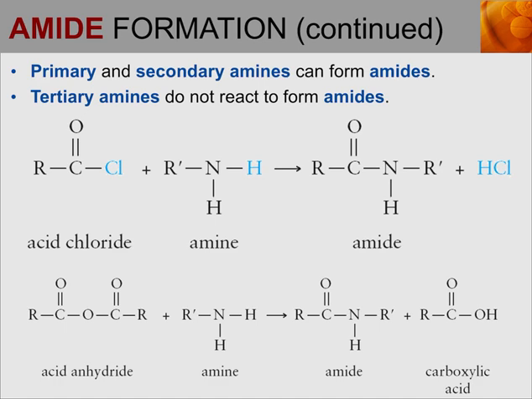Now, primary and secondary amines can form amides, but tertiary amines cannot form amides. So that's why it's important to know how to classify primary, secondary, and tertiary amines, because that's going to tell us whether we can form an amide or not. So down below, we have a reaction between an acid chloride and a primary amine. So this amine only has one alkyl group.